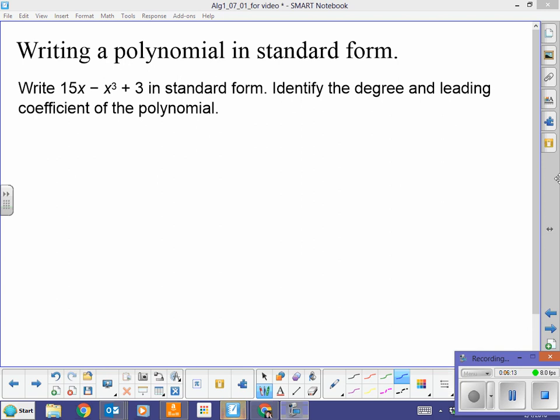Let's write a polynomial in standard form. We'll write 15x minus x cubed plus 3 in standard form. Identify the degree and the leading coefficient of the polynomial. Okay, so I said terms are the things that are added. So think of the terms as being split up this way. My leading term is going to be negative x cubed, plus 15x, and then plus 3. The constant always goes last. The degree, this is a third degree trinomial.